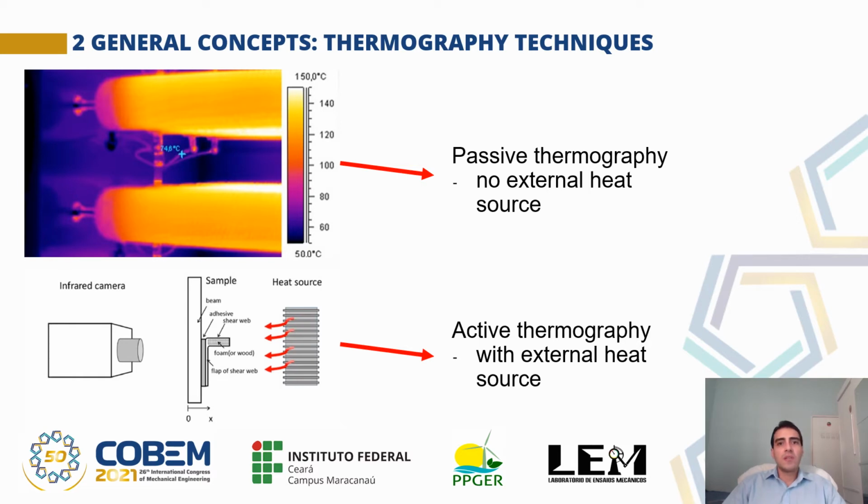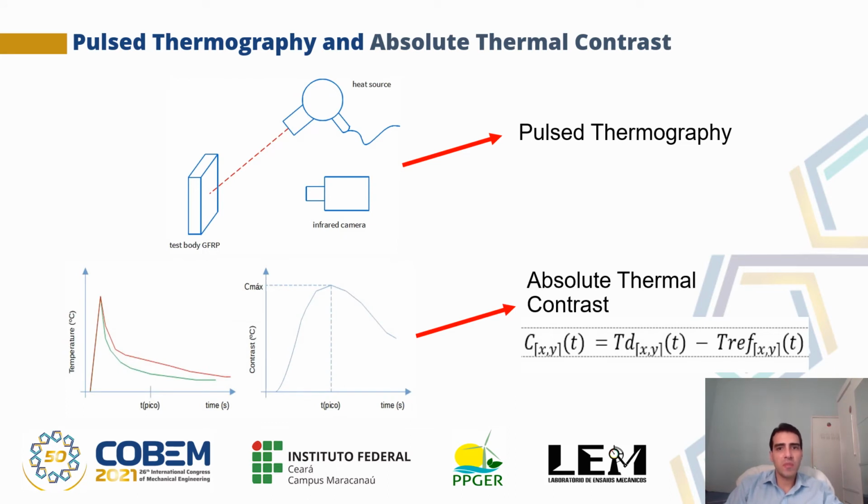General concepts. Thermography techniques. In passive thermography, heat is generated by the inspected object during its operation. In active thermography, an external heat source is required for inspection. Post-thermography and absolute thermal contrast. In post-thermography, the heat pulse generated by an external source causes a rapid increase in surface temperature due to thermal wave propagation, which diffuses into the inner layers of the material. Defect detection takes place in the cooling of the object.